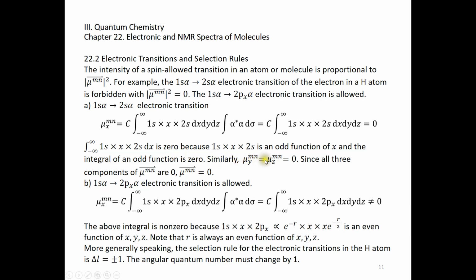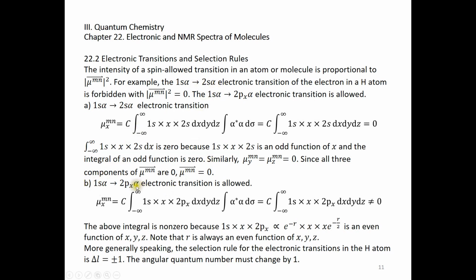And similarly, we can determine the y component and z component of the transition dipole moment. They are both 0. You just plug in y here. It's going to be an odd function of y. The integral of that product with respect to dy is 0. You can also replace this x with z to get the z component. Again, the integral of the product with respect to dz is going to be 0. So that's why we actually cannot observe the electronic transition from 1s alpha to 2s alpha if it's photon induced.